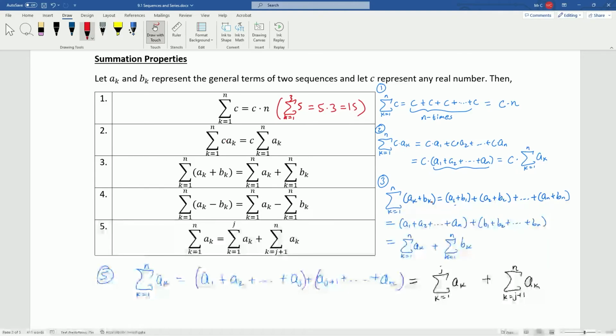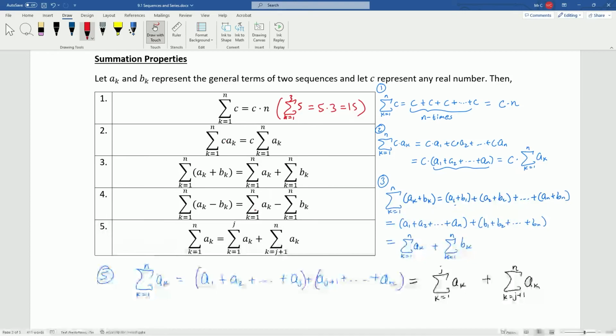When I write this sum out long form, I get A1 plus B1 plus A2 plus B2 plus ... plus AN plus BN. But if I want, I can change the order I'm adding in and put all my A's together first, plus all of my B's together. And then when I write those in sum form, I get the sum from k equals 1 to n of AK plus the sum from k equals 1 to n of BK.